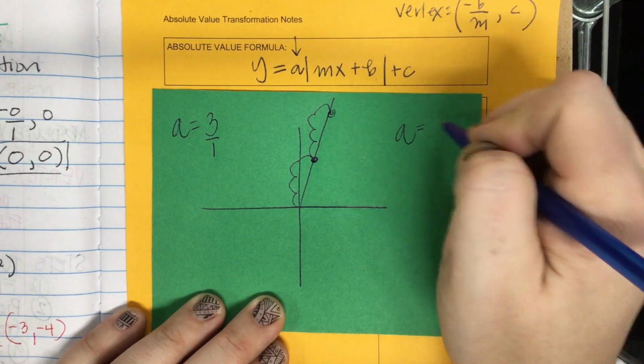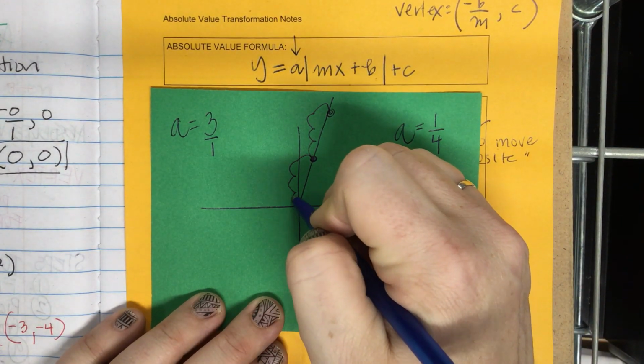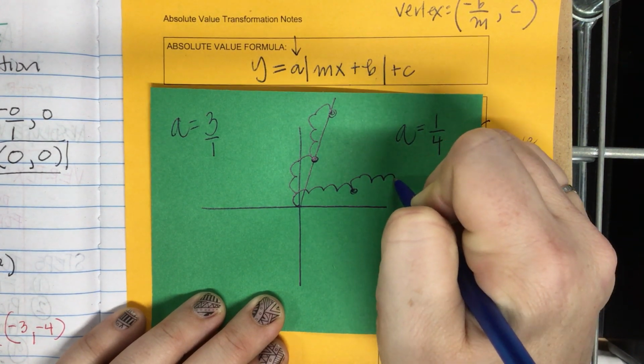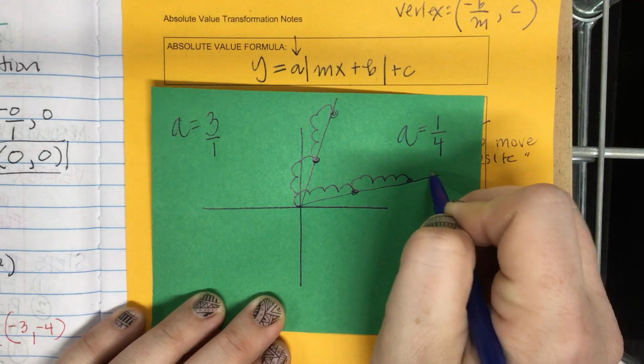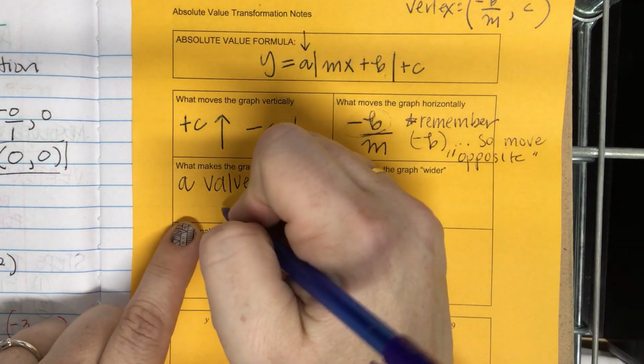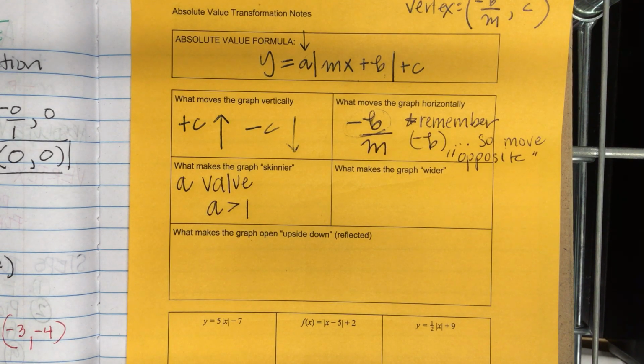If your A value is 1/4, that means it goes up 1 and over 4. That makes it less steep or wider. So an A value is what makes it skinnier, and in fact, if A is greater than 1. So what are some values that would make it skinnier? 1 is the parent function. So 2, 3, 10, 50. Anything that's greater than 1 makes it skinnier.